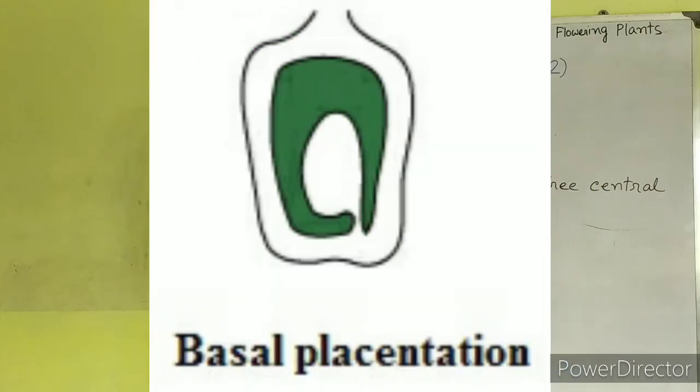Next is basal placentation. In basal placentation, the placenta develops at the base of the ovary and a single ovule is attached to it, as in sunflower and marigold.